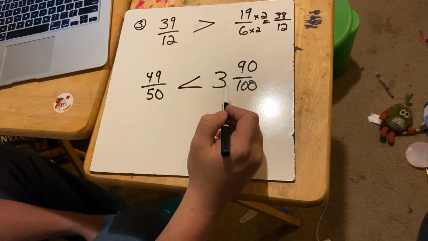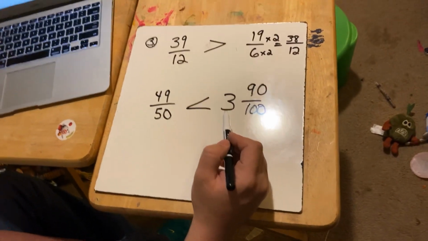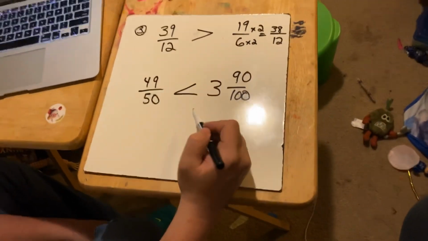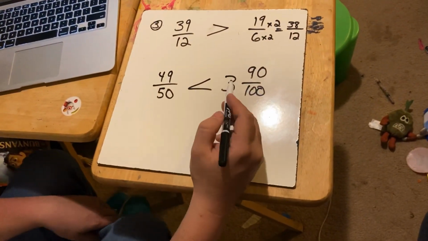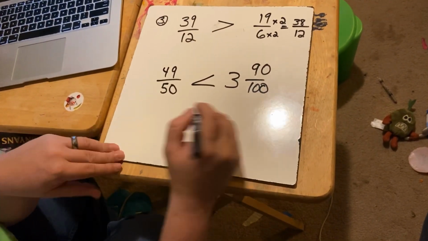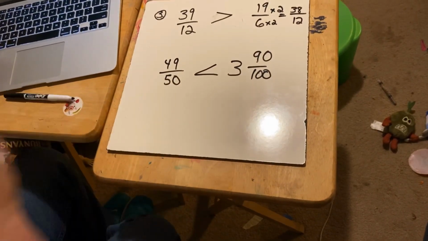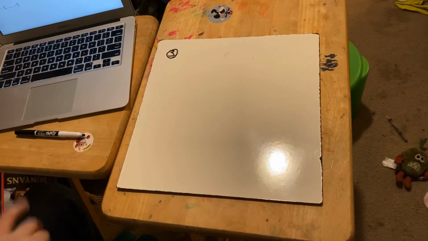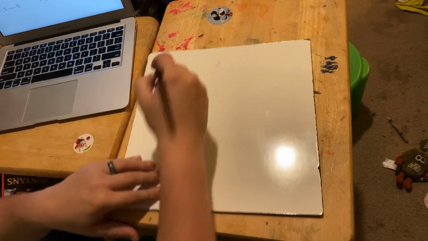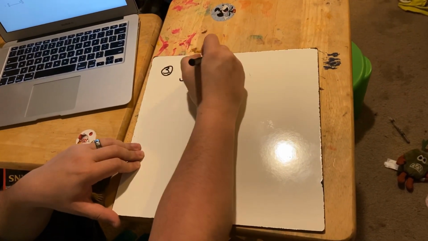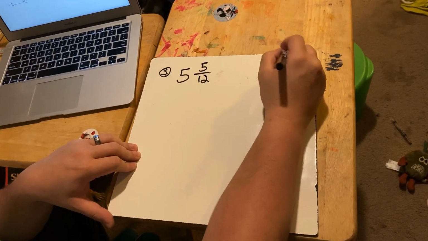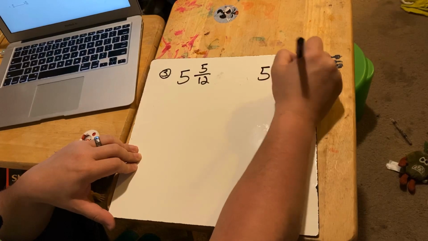I can't think of a single regular proper fraction that is not smaller than a mixed number. And our final problem is 5 and 5/12 and 5 and 51 hundredths.